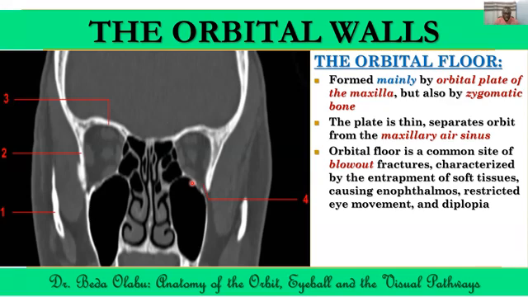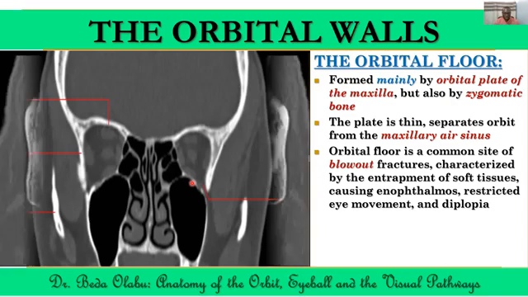There's also inward movement of the eye, and that's what we call enophthalmos. The eyes retract, go back. And because now the visual axis may not be parallel, the right and the left visual axis may not be parallel, somebody may have double vision, what we call diplopia.